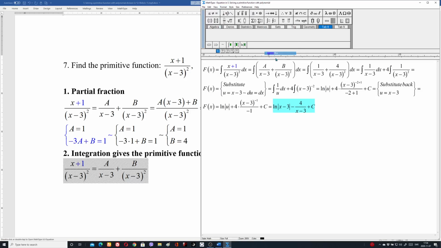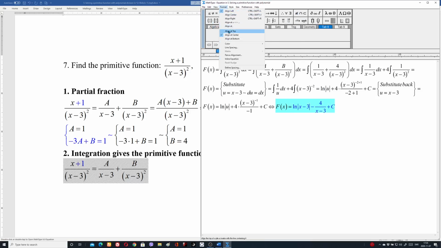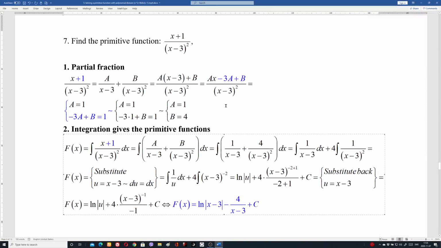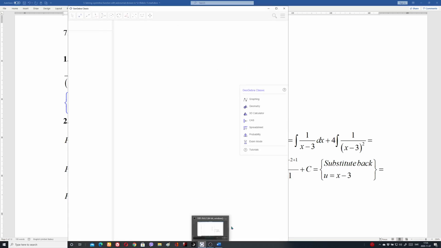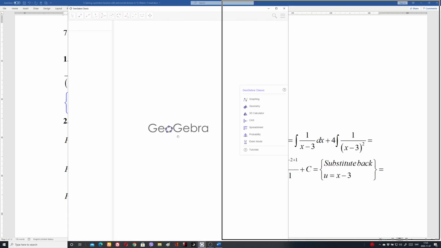Let me check now if I did right. And I'd like to do something like this. F of x is equal, let me change the color. So now I will control this one by using GeoGebra if I did right. Let's see what GeoGebra shows.